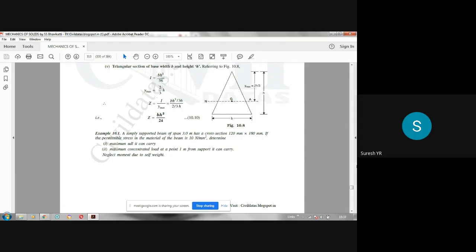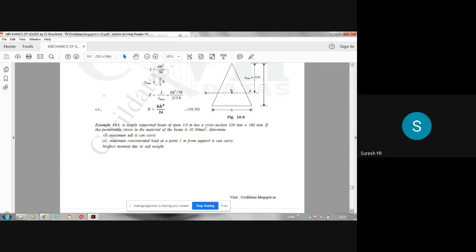Now how much load can that beam carry? He has given the maximum stress value. So what is the UDL that the beam can carry? That is the first part. Second part, what is the maximum concentrated load applied at a distance of 1 meter that the beam can support? Neglect the moment due to self-weight.